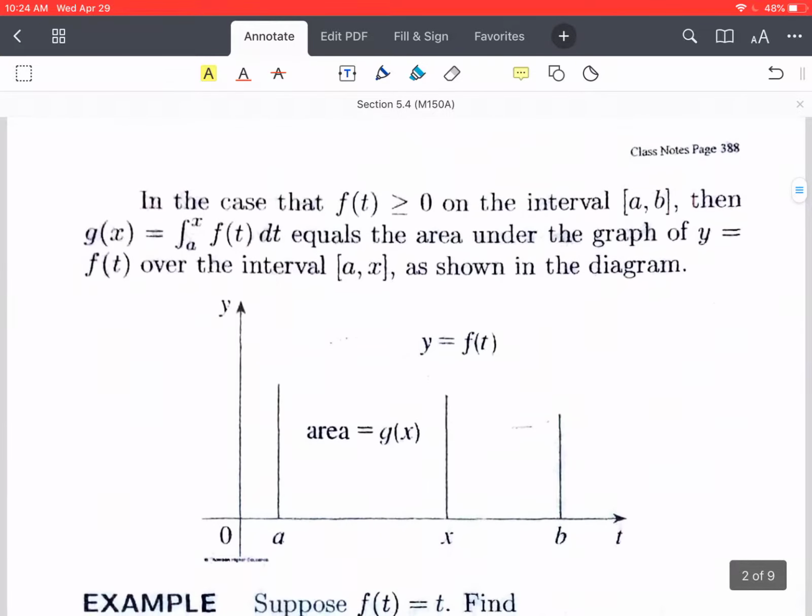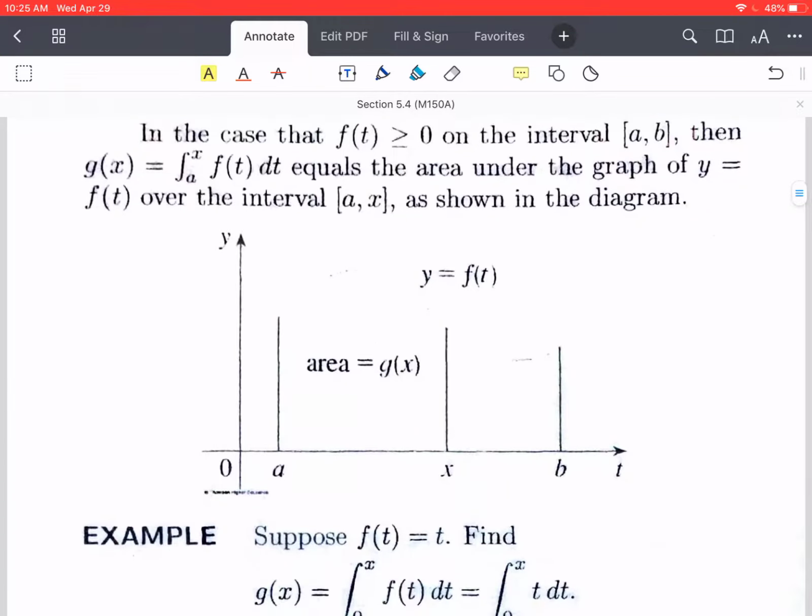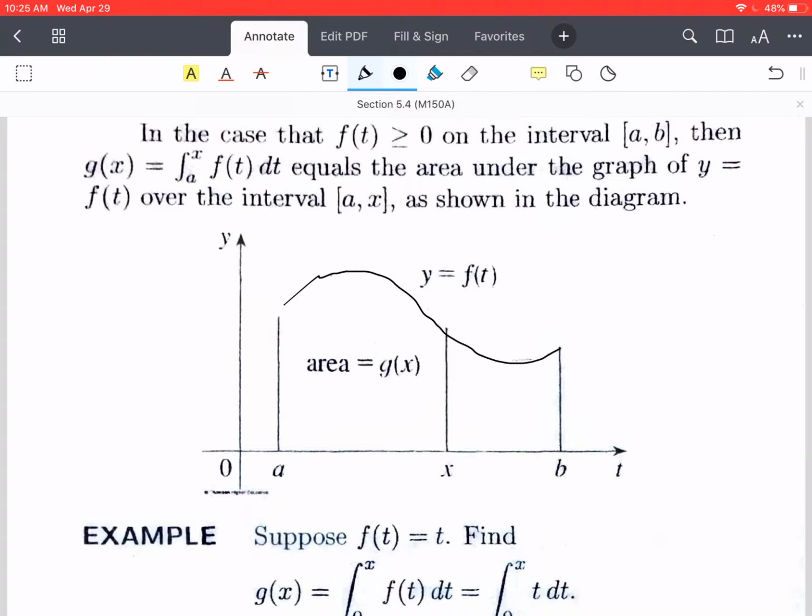So in the case that the function is positive on the interval, then we can say that the function g of x, that integral from a to x, equals the area under the graph of f over the interval a to x, as shown in the diagram. So maybe on your page, hopefully it's a little bit clearer, but I know it's kind of light here. So let me just fill that in.